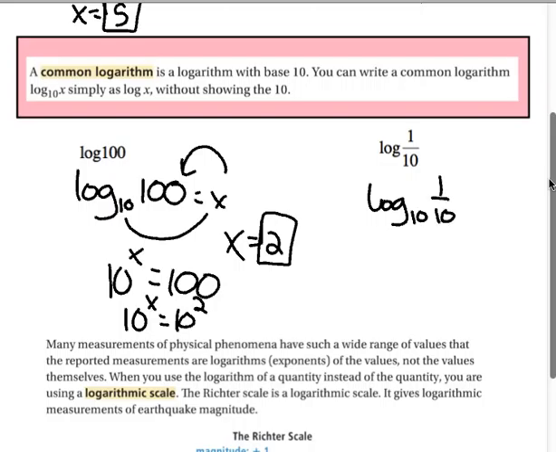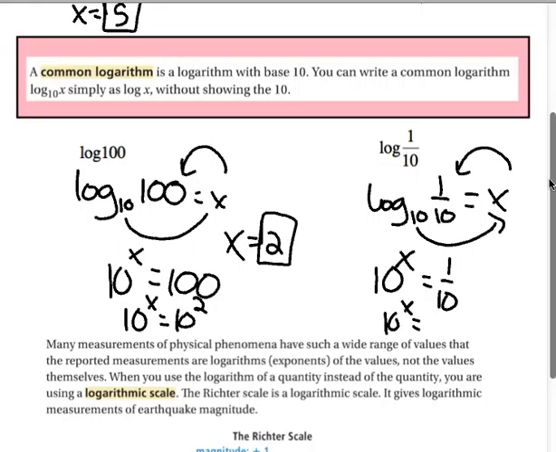And what about this one? What power of 10 gives you 1/10? 10 to what power gives you 1/10? Well, to move it up, you have to put a negative on it. So I think you'll pretty quickly see again, in order to move that fraction around, you have to have a negative there. So 10 to the negative 1 gives you that 1/10.